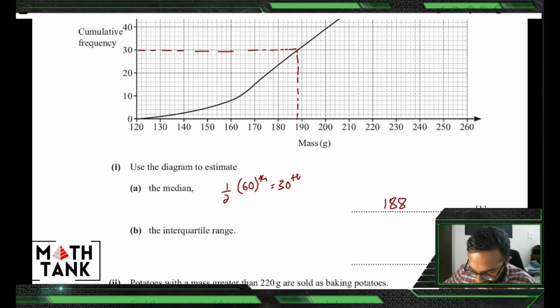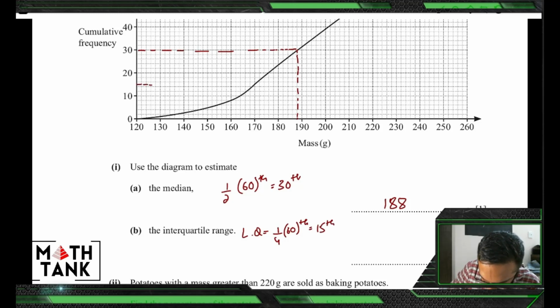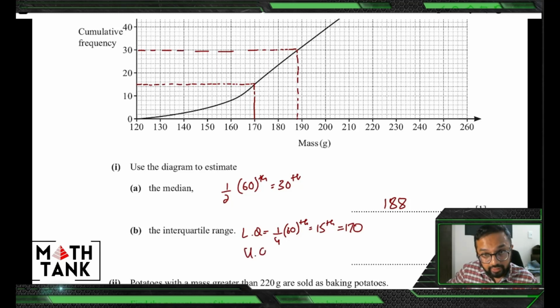For the interquartile range, I'll need the lower quartile, which is 1/4 of the data. Okay, so what is 1/4? That's the 15th observation. So I'm going to go on and read the 15th observation. Now again, it's going to be somewhere in the middle of these two. I'm going to try to be as accurate as possible. I'm coming on to this number, and that's 170. So that's 170. That's the lower quartile. Then for the upper quartile, I'll need 3/4 of the data. 45th.